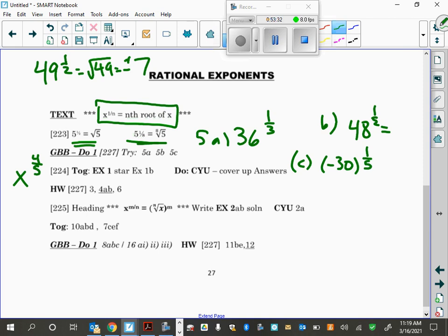So write down the questions and the answers, please. And then rewrite it as a radical. That's what the question says. Rewrite these as a radical. You don't have to punch them in your calculator, just rewrite as a radical. That's 5A, B, C in your textbook.